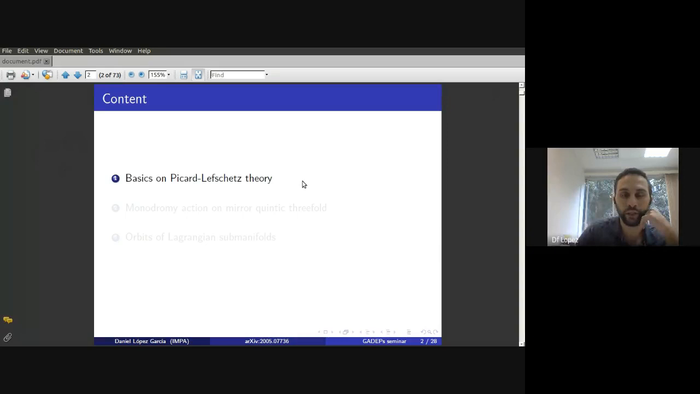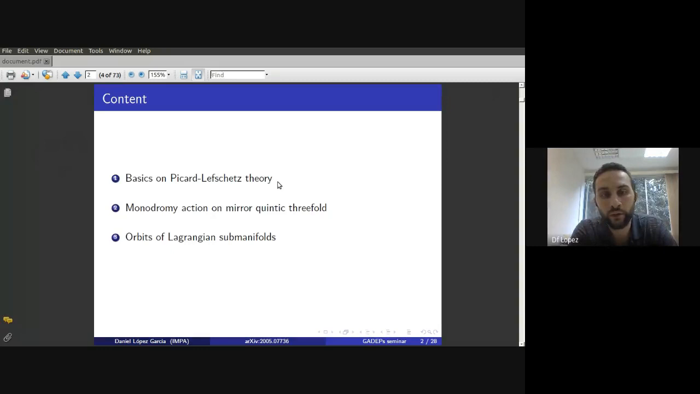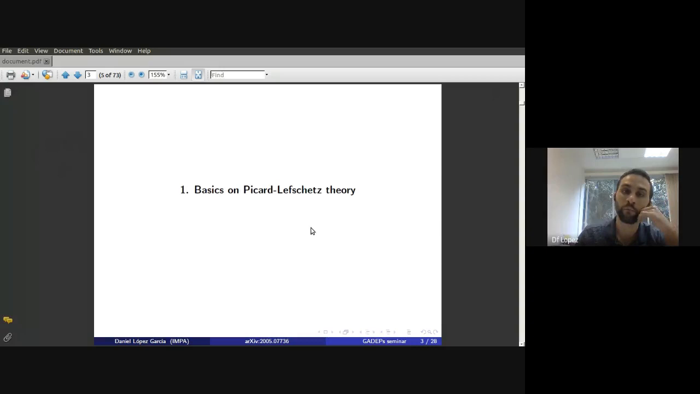So the talk is divided into three topics. The first one is about some definitions and basic results in Picard-Lefschetz theory. The second one is about the monodromy action on the mirror quintic, and I'm going to give the explicit matrices for the monodromy action. And the last one, I'm going to compute the orbits of some Lagrangian submanifolds by the monodromy action. So let me start with the first topic, basics on Picard-Lefschetz theory.